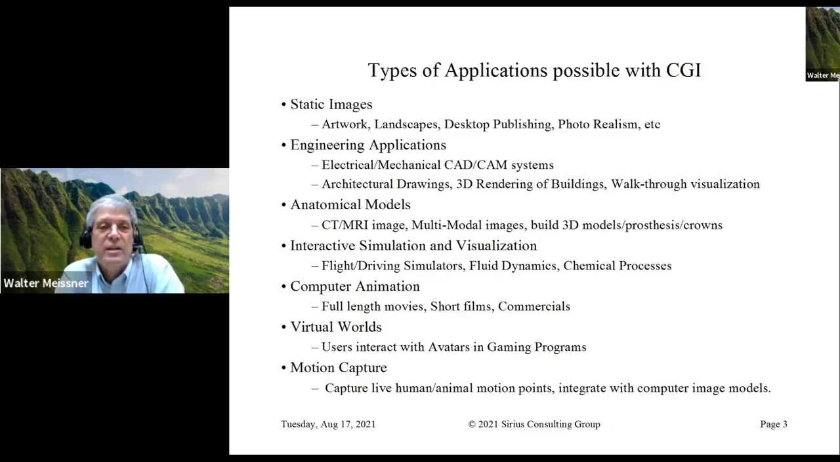Also, it's been used for architectural drawings, 3D rendering of buildings, walkthrough visualization. I once bought a $50 architect software package and inputted the dimensions of my newly purchased home. And when I was finished, I was able to do a 3D walkthrough, which was quite impressive, actually. And that was back in the 90s timeframe. Also, anatomical models, you have CT, MRI images, multimodal images. They can build 3D models, prostheses, and crowns from some of this stuff.